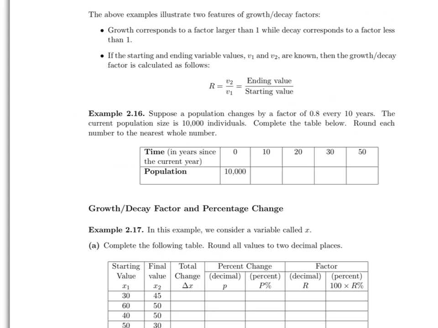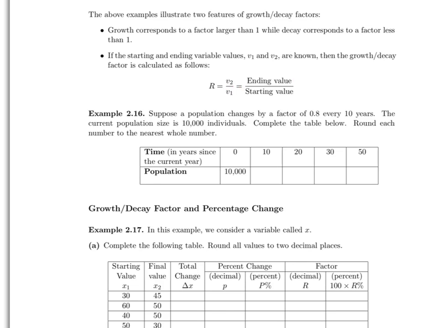Let's go ahead and summarize. Growth of a variable corresponds to a factor larger than 1, while the decay of a variable corresponds to a factor less than 1. If the starting and ending values of a variable are known, then the growth and decay factor can be calculated as follows. We take V2 divided by V1. In other words, the ending value divided by the starting value.